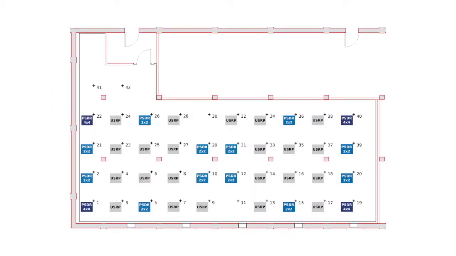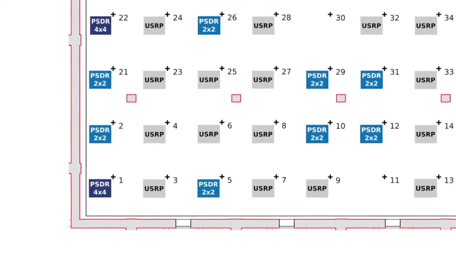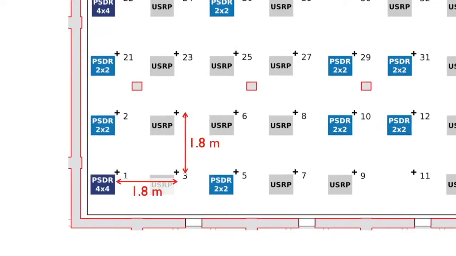This is how the SDRs are distributed inside of the FIT CorteXlab experimentation room. You can see here the USRPs in gray and the PicoSDRs in blue, and the positions marked by the crosses are the actual placements of the antennas for each one of these nodes. The antennas are distributed with a distance among them of 180 centimeters.